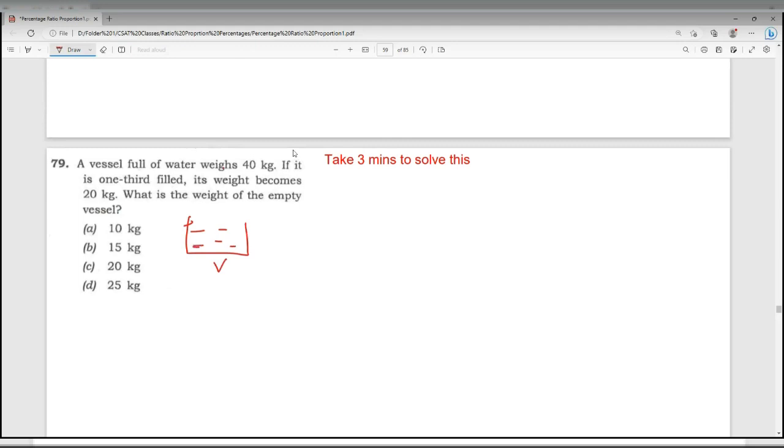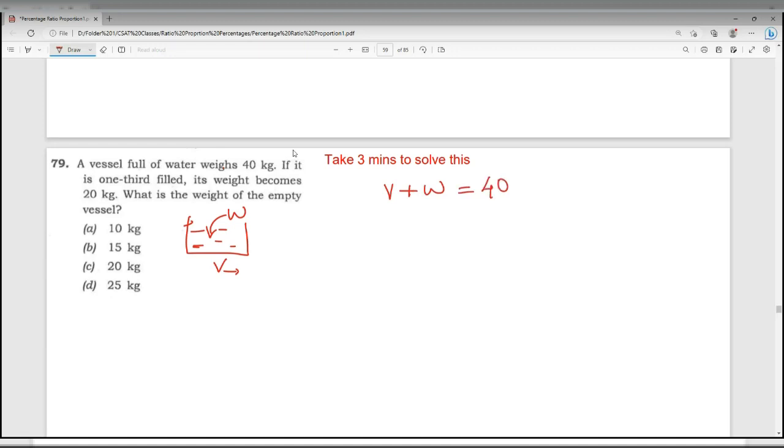So the vessel has a certain weight, and the water in this also has a certain weight. So let V be the weight of the vessel and W be the weight of the water that is there in the container or the vessel. So when the water is full, the total weight would be the weight of the vessel plus the weight of the water in the vessel, V plus W, and that is given as 40 kgs.